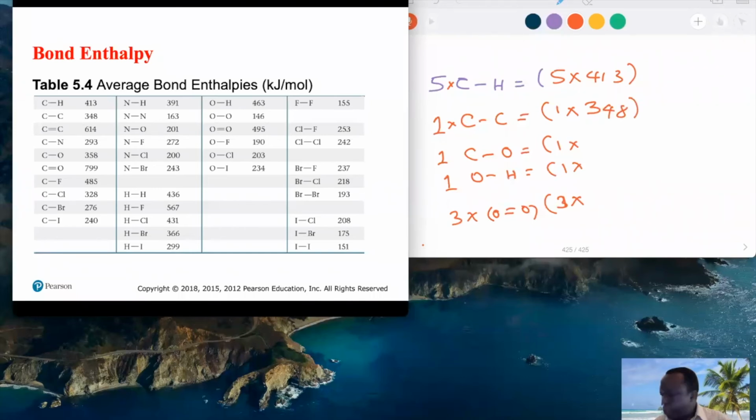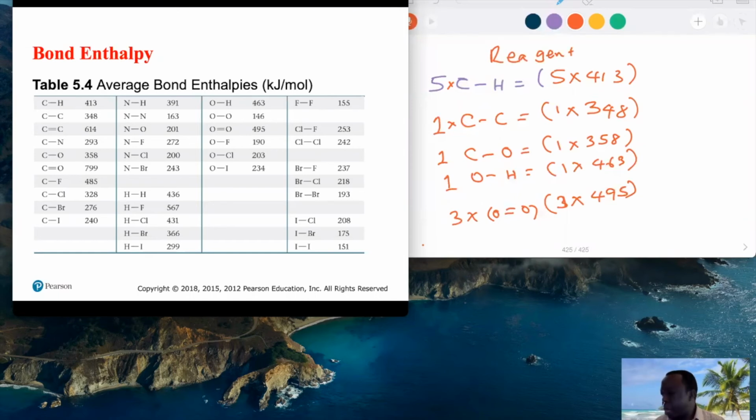Carbon, oxygen, 358. Hydrogen, oxygen, 463. And then oxygen, oxygen is 495. The question was, use table 5.3. In the problems, you'll be given the bond energies for each bond being broken. You will do the same thing for this reagent.